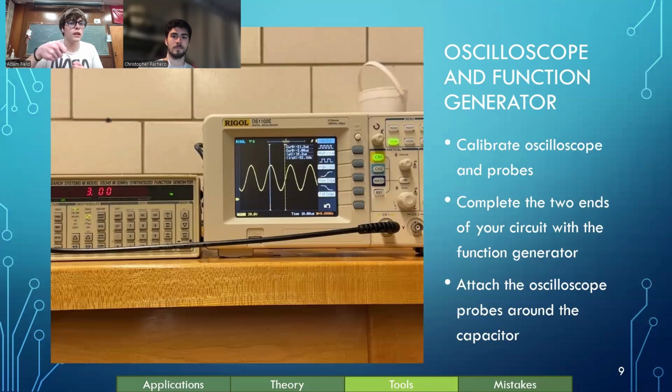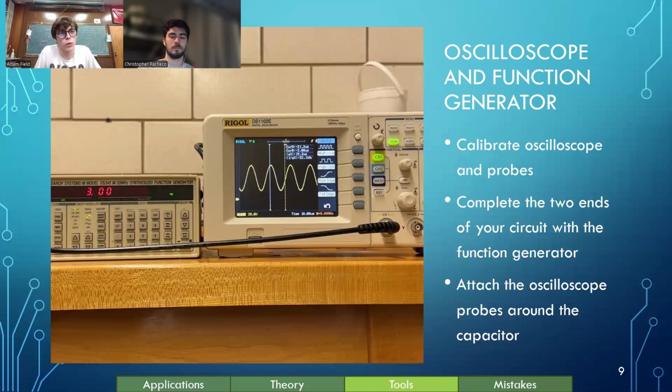You should have a key that you can stick into the probe and then twist to adjust the trimmer. And on the oscilloscope itself, you'll see a square wave, and you want to make that square wave really clean, because sometimes it'll have rounded edges, and that's noise that you need to remove. That's the calibration step. And then next you want to hook up your function generator and your oscilloscope to the circuit.